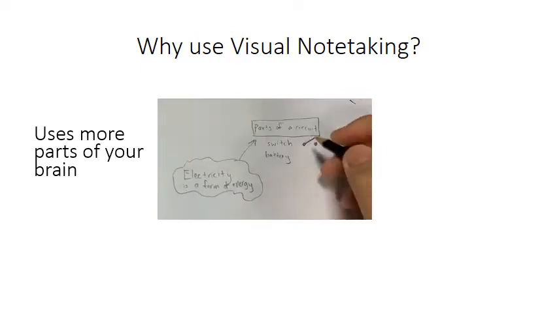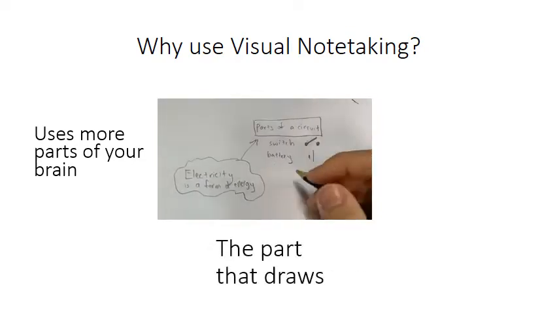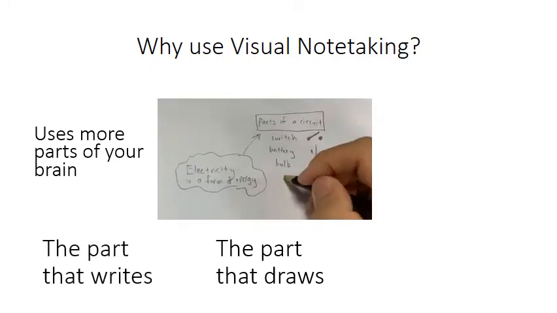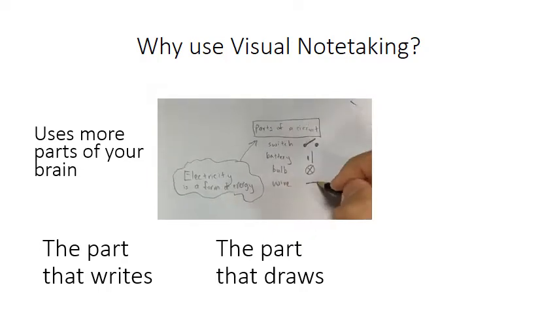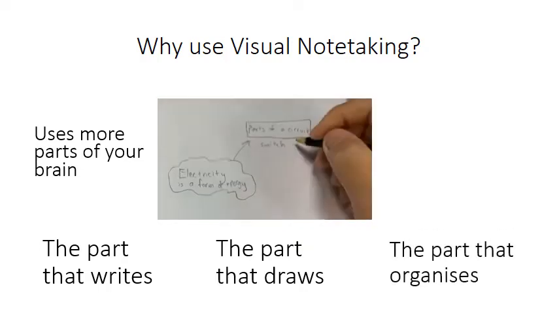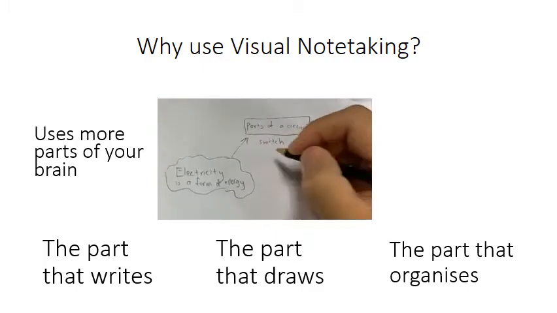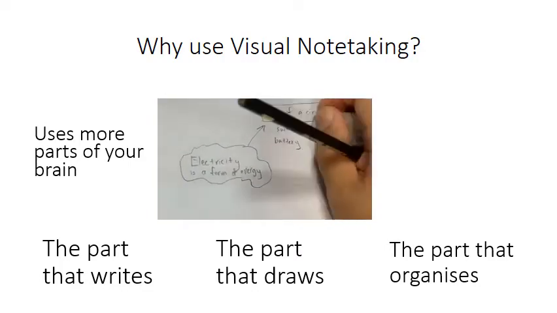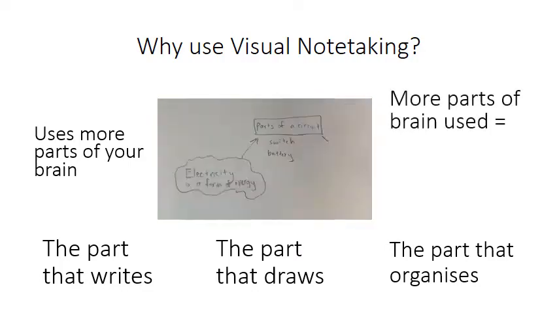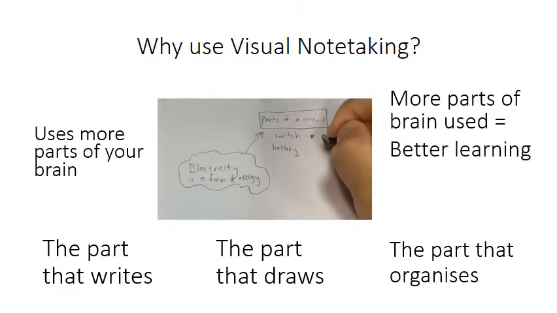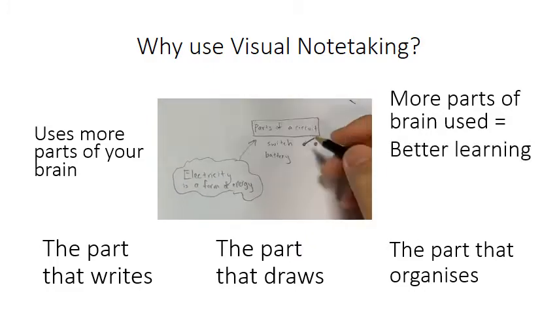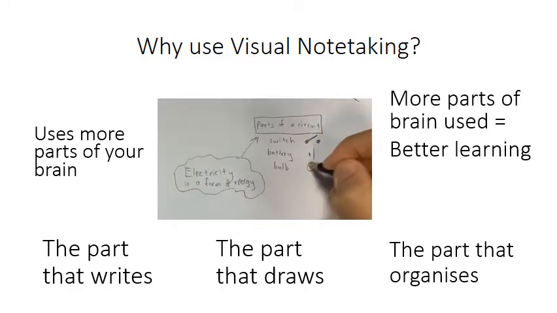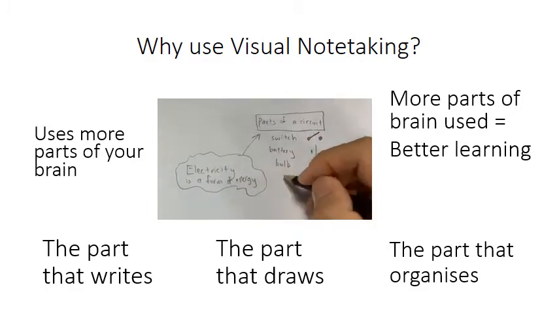If you're just writing, you're only using one part. But if you're drawing, you'll be using the part of your brain that you use to draw, and you're also writing at the same time. You're using another part of your brain that is also writing. And when you're choosing what am I going to draw, which part am I going to draw, you're organizing the information. You're using yet another part of your brain that is doing the organizing. And when you use more parts of your brain, that means you're actually learning better. You're activating more parts of your brain for a particular topic, for a subject, and you'll be able to learn better. So that is basically the rationale of visual note-taking.